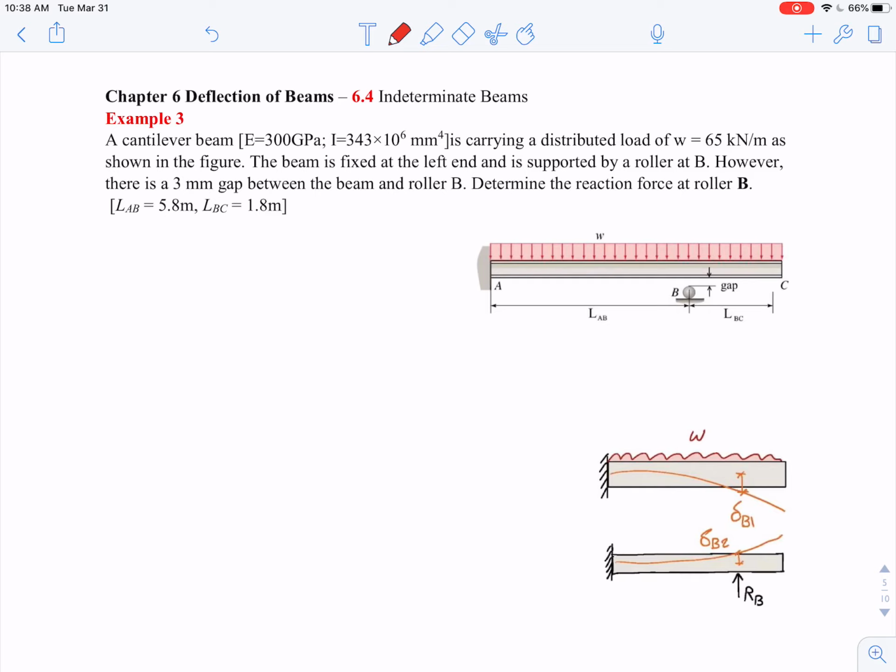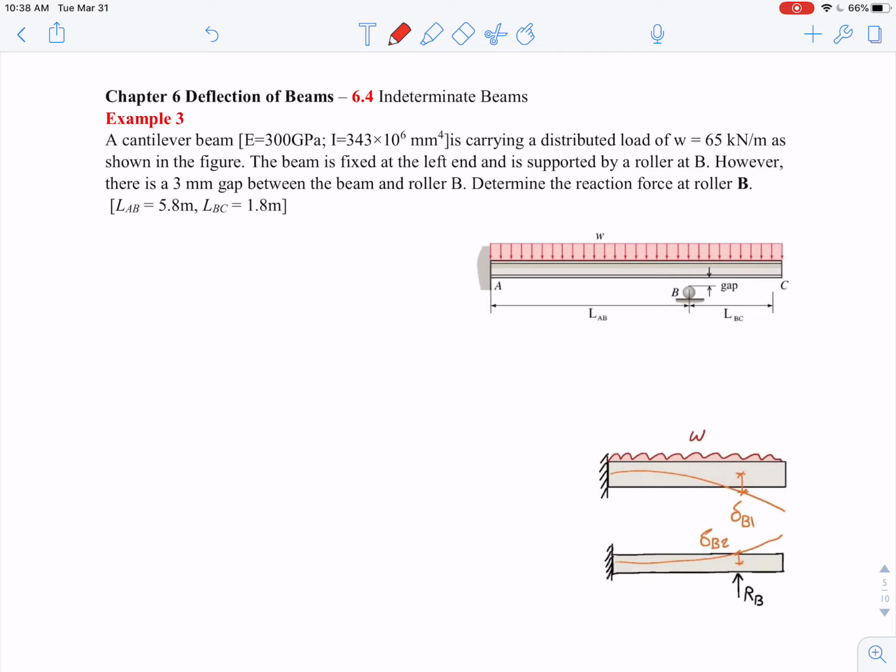I know that in the previous chapters, apart from indeterminate problems, another type of confusing problems involve gaps. Unfortunately, in this example, we have both indeterminate beams and gap. Will this combination of two confusing problems make this problem super confusing? The answer is no. Okay, I will show you why I said no.